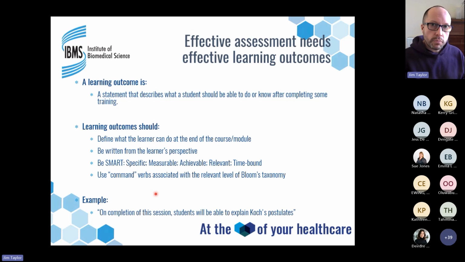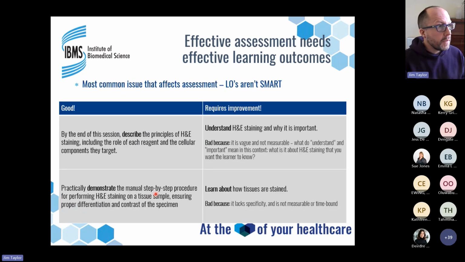So learning outcomes are very much learner centric. The key to getting them right is that they are SMART. And the most common issue that affects learning outcomes is that they're not SMART. And so that then feeds through into assessments that are not great. So a good learning outcome: describe the principle of H&E staining, including the role of each reagent and the cellular components they target. It's specific, it's measurable, it's achievable, it's relevant, it's time-bound.